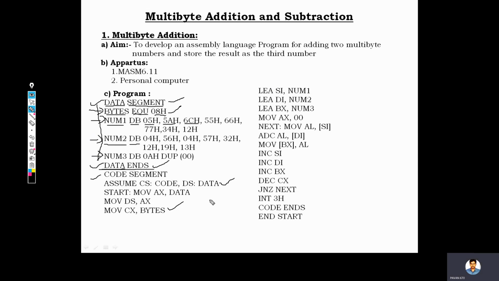Because in our 8086 RAM, of the total 1 MB of RAM, there are four types of segments: code segment, data segment, stack segment, and extra segment.